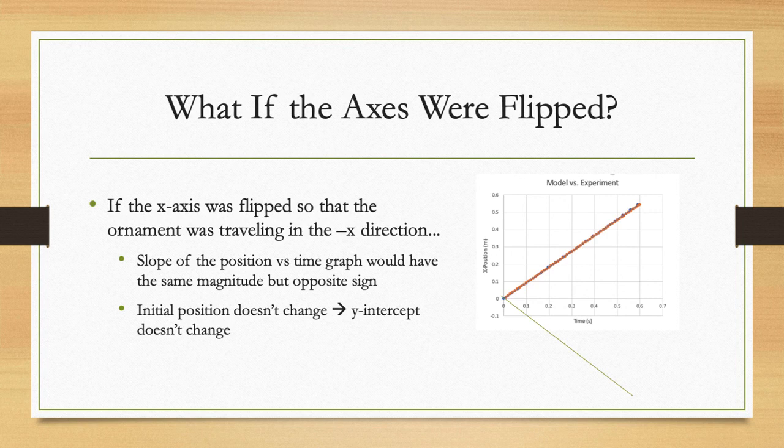So if the axes are flipped so that the ornament was traveling in the negative x direction, the slope of the position versus time graph would have the same magnitude but opposite sign, and the initial position would remain the same. So essentially, the green curve illustrates what the position versus time curve would look like if the axes were indeed flipped.